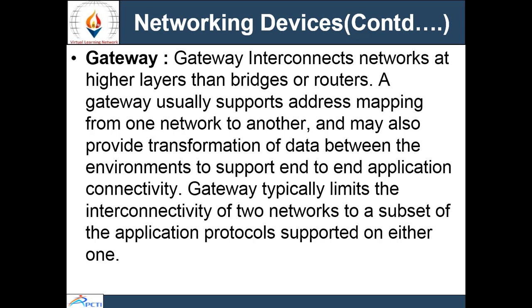Gateway. A gateway interconnects networks at higher layers than bridges or routers. A gateway usually supports address mapping from one network to another and may also provide transformation of data between the environments to support end-to-end application connectivity. A gateway typically limits the interconnectivity of two networks to a subset of the application protocols supported on either one. The main function of a gateway is to convert protocols among communications networks.